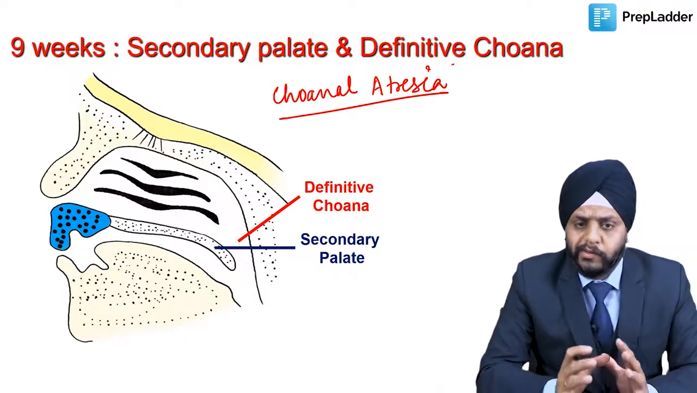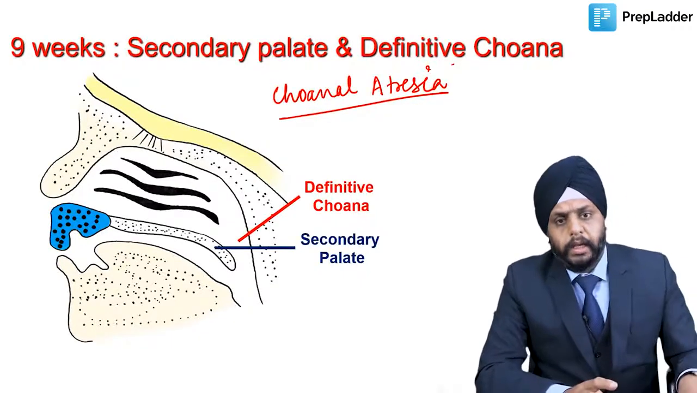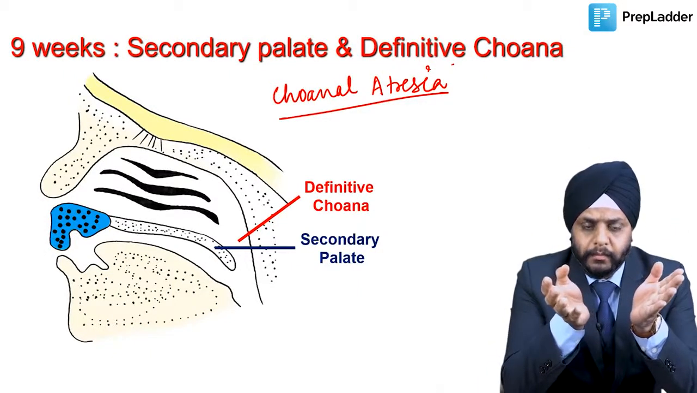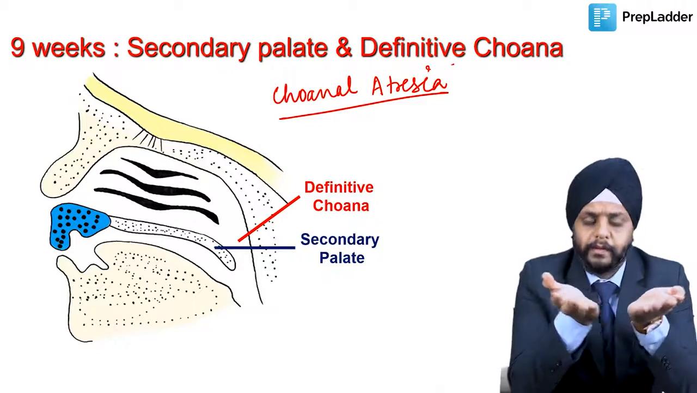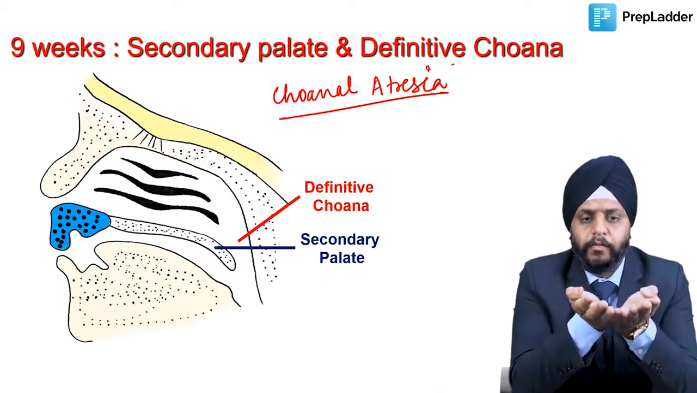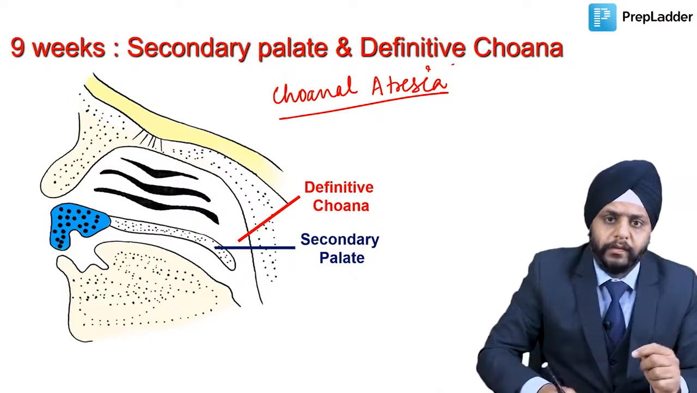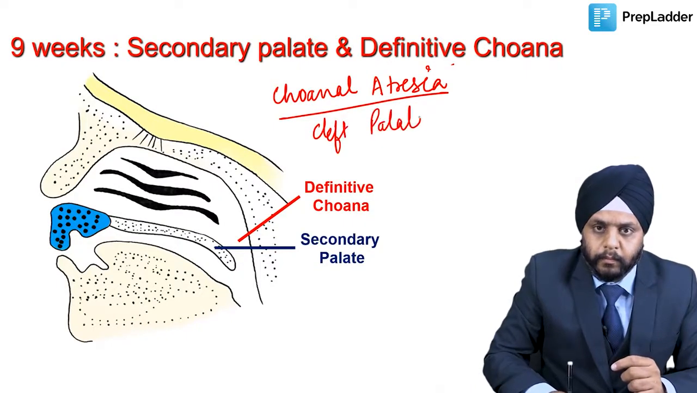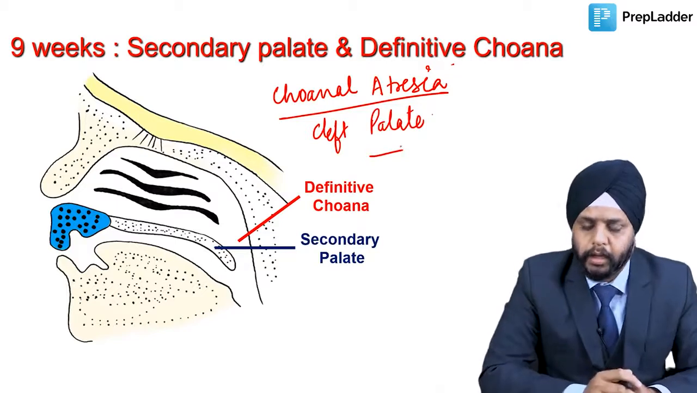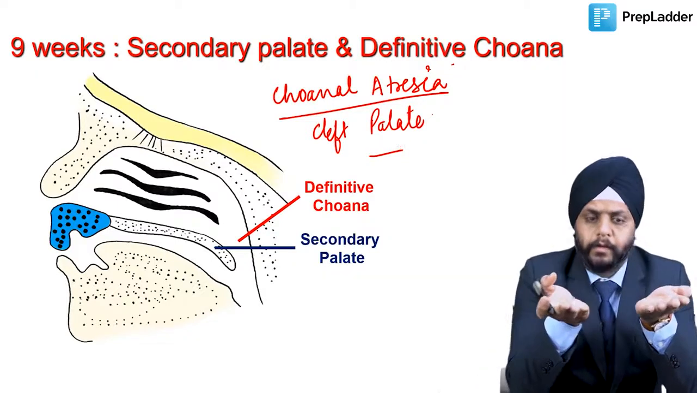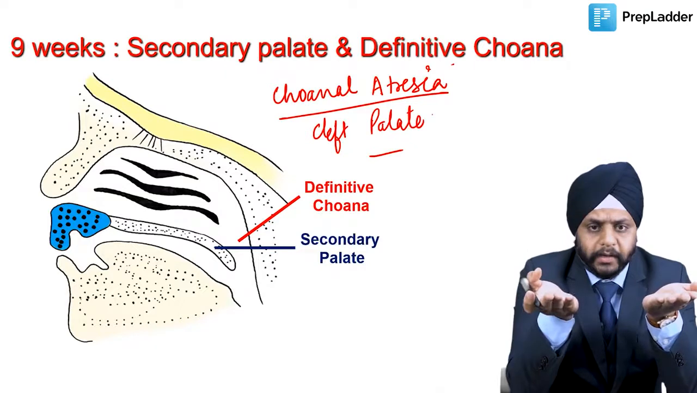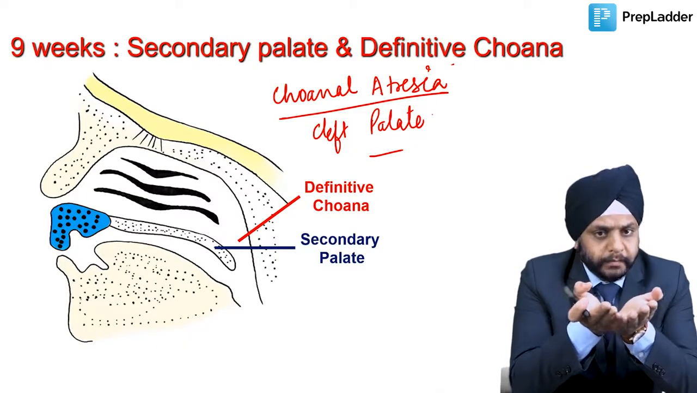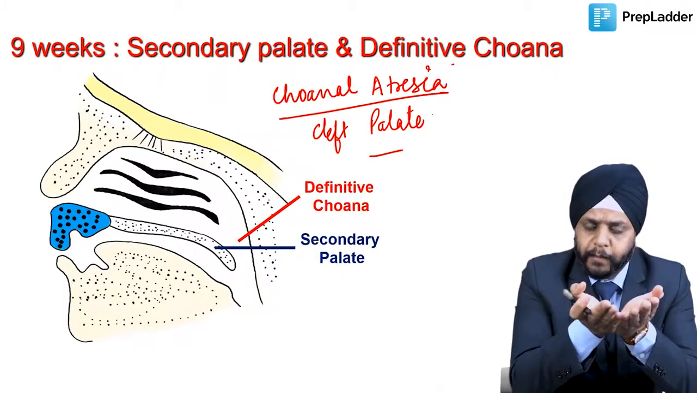All right, also remember that if the secondary palate does not fuse, we'll have a condition known as cleft palate. Okay, so if the palatine processes of the maxillary process, the palatine plates, don't fuse, we'll have a cleft palate. That will be a hard cleft palate, or it can also be a soft cleft palate.